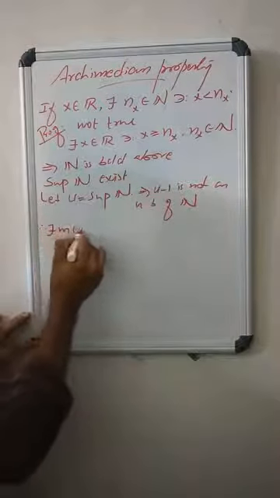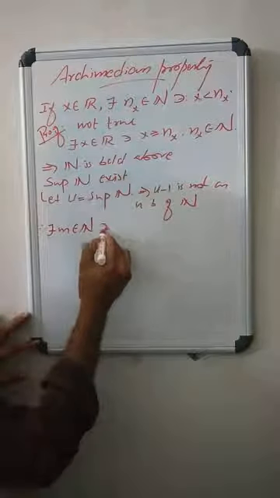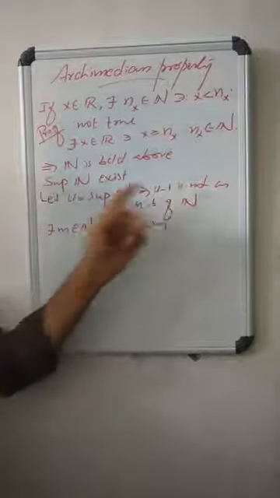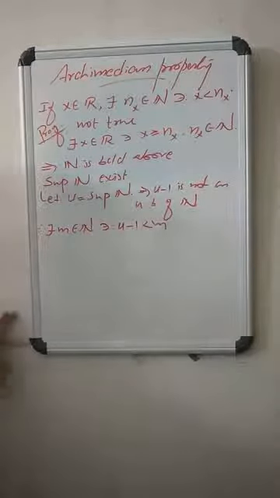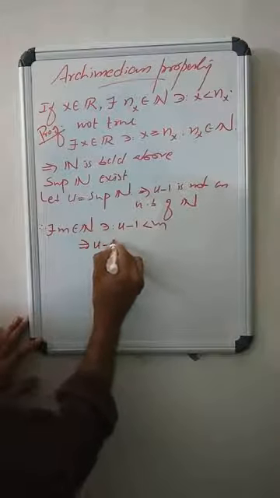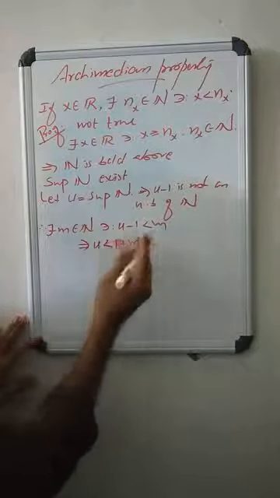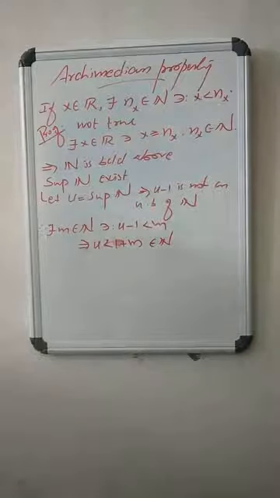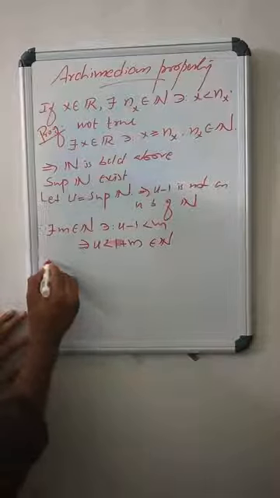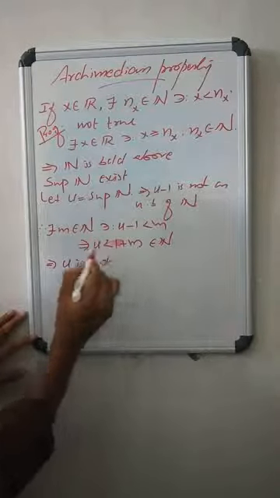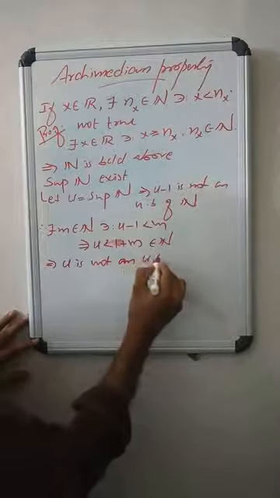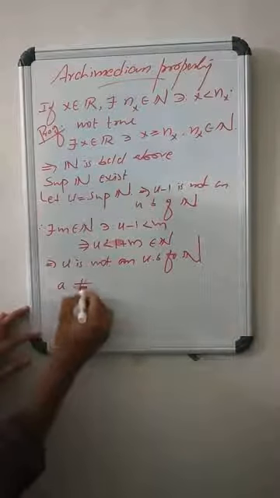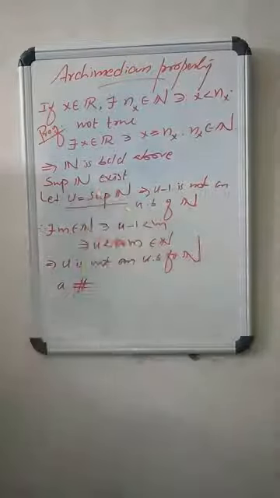Since u minus 1 is not an upper bound, there exists a natural number m such that u minus 1 is strictly less than m. That means u is strictly less than m plus 1. Since m is a natural number, m plus 1 is also a natural number, with u strictly less than m plus 1. That means u is not an upper bound for N, by the definition of upper bound. That is a contradiction to the choice of u, where u is the supremum of N.